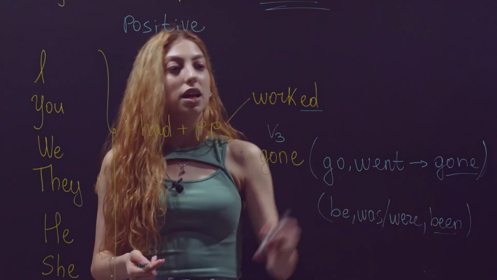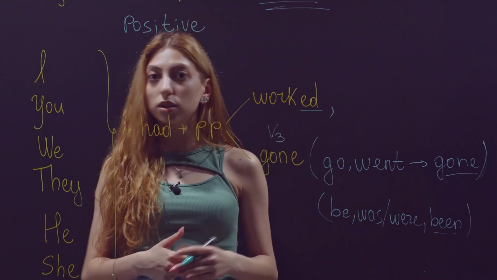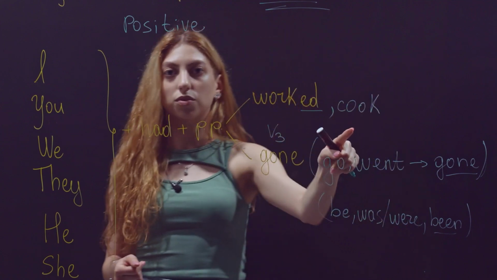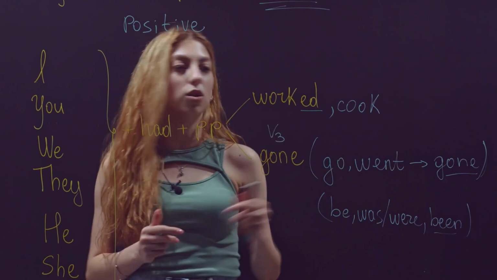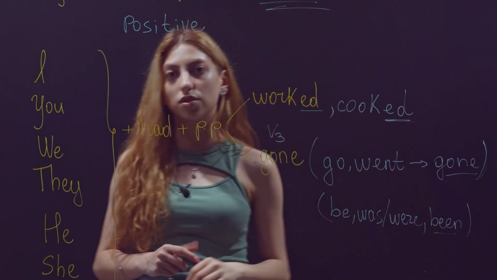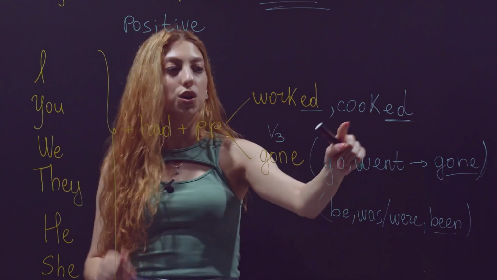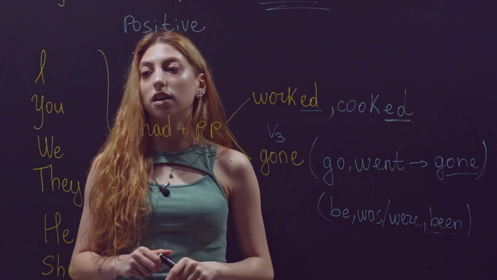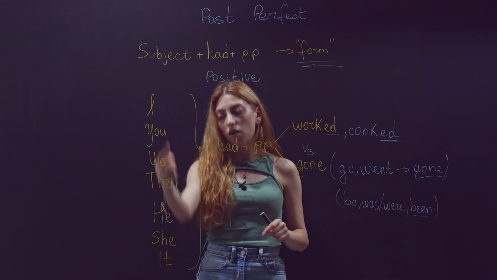It's easy. Let's have another example, for example, cook. This is a regular verb, and how am I going to form it? Of course, I'm going to add ed at the end of the verb. It will be I cooked, we cooked, he cooked, and so on. The important thing is that we must use had with all of these.